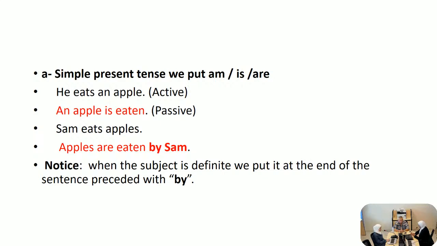He eats an apple. It's an active sentence. An apple is eaten. It's in the passive. Sam eats apples. Apples are eaten by Sam. So when the subject is important or known, we put it at the end, after by.